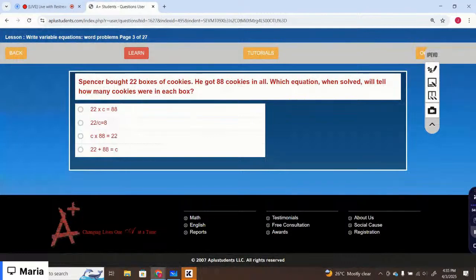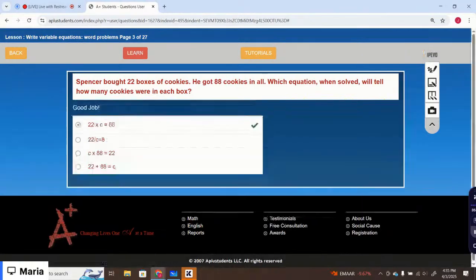Spencer bought 22 boxes of cookies. He got 88 cookies in all. Which equation when solved will tell how many cookies were in each box? That is 22 times C equals 88. Option number one is the correct option.